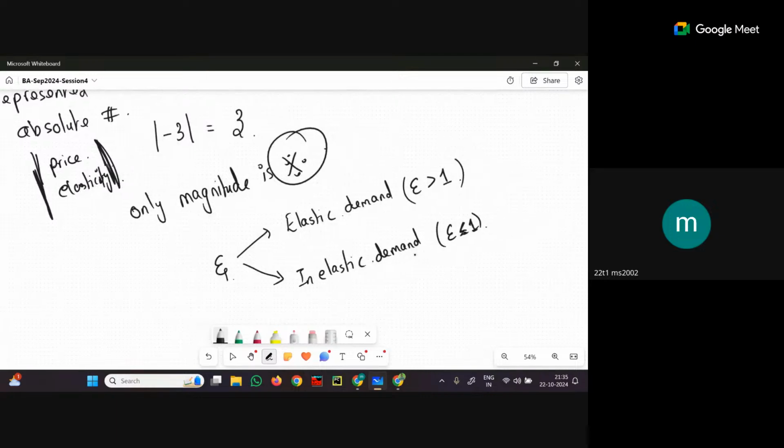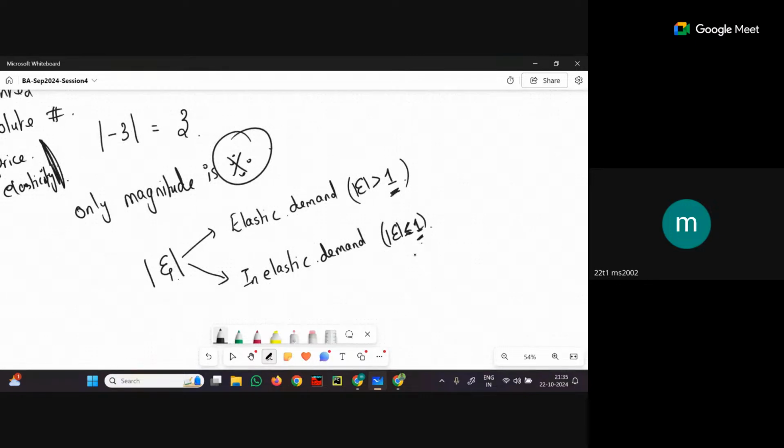Okay, so remember again, we are only looking at the magnitude against the number 1. We are not worried whether it's minus 3 or minus 5 or minus 0.01 or minus 0.02 or plus 0.02. We take only the absolute number. We take the mod value of epsilon and compare it with the number 1. If it's less than or equal to, it's inelastic. If it's greater than, we say it's elastic. Okay? Everyone with me so far?